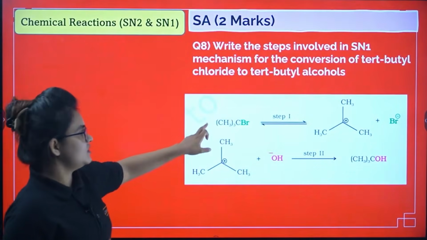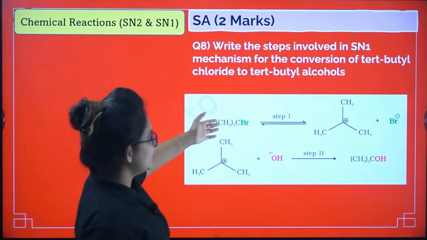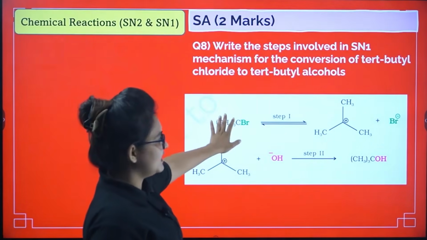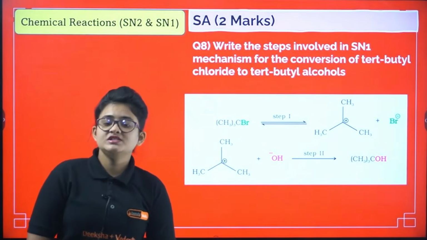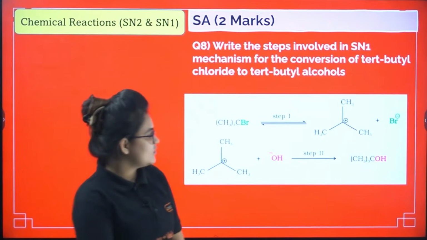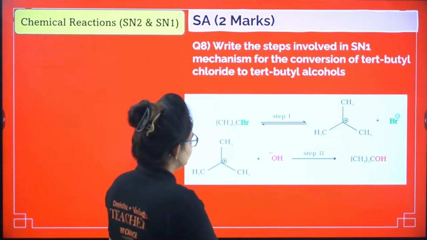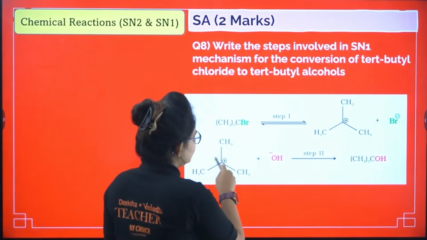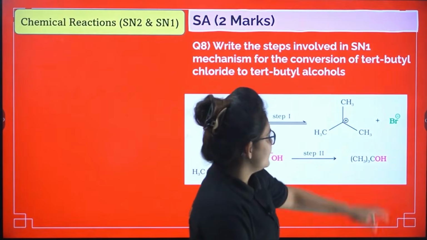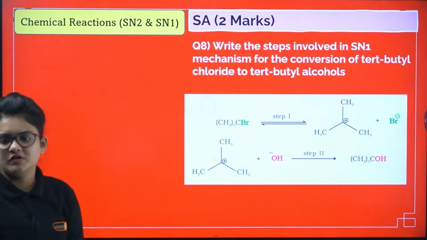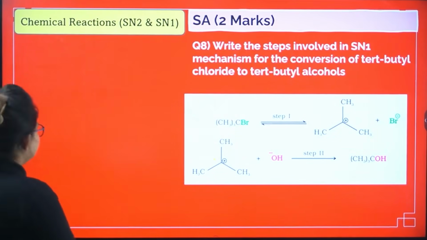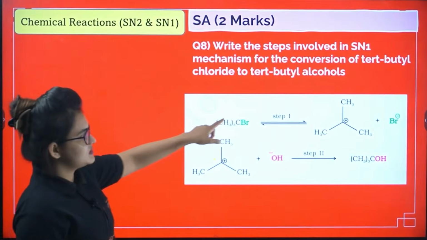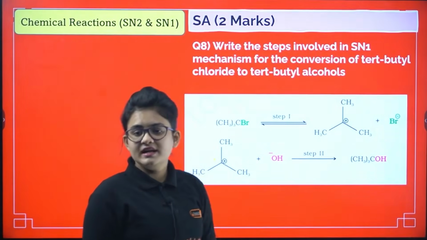So tertiary butyl bromide, they gave as the example. Anyway, you can take it as chloride, it's quite similar. So first step, the carbocation generation. After generation of the carbocation, the OH minus, that is the nucleophile, will attack on it and you will get your desired alcohol, tertiary butyl alcohol. Okay, so make sure that you are mentioning what is the rate determining step. Step 1 is the slowest step, here it is the rate determining step.